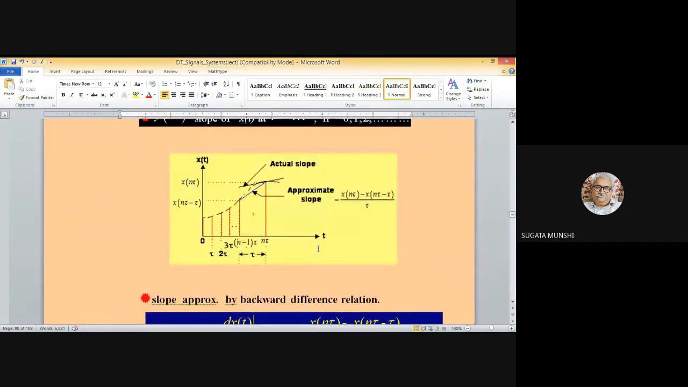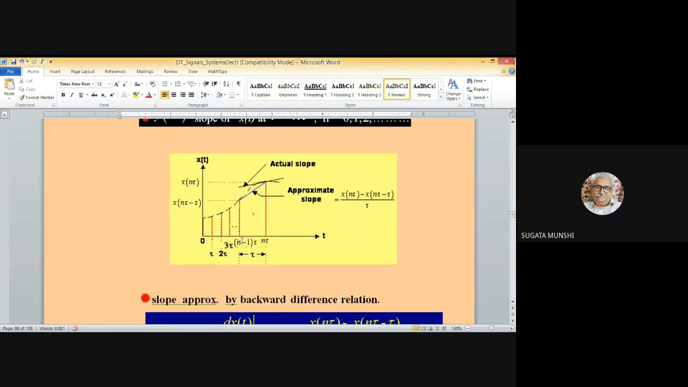So what are the information available to the differentiator? Only sample values at the current instant and previous instant maybe, and the knowledge of tau. These are the only things. So using this knowledge, the differentiator has to obtain the approximate slope of xt at t equal to n tau. It will never be able to obtain the actual slope.